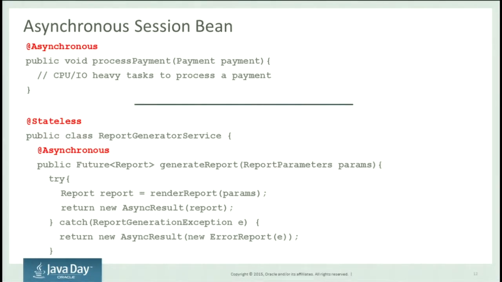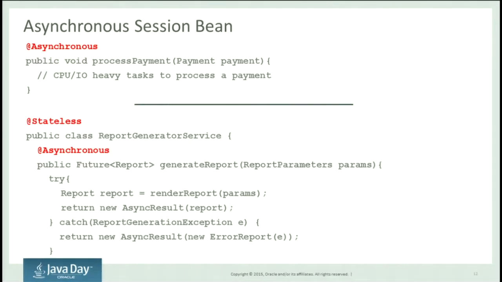So we are generating a report. Again, potentially a CPU-heavy or I/O-heavy task that we want to run asynchronously, and hence we are placing the @Asynchronous annotation on it. Now the question is, how do you get this return type back? Well, it's a very, very simple programming paradigm, because you have a return type of Future with the type of data that you want, in this case a report.